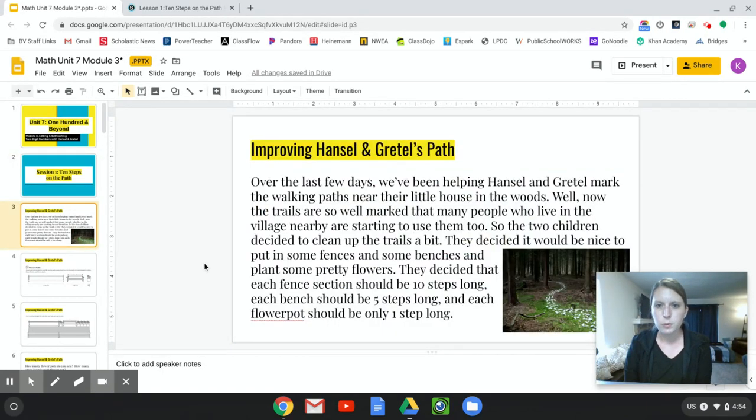Over the last few days, we've been helping Hansel and Gretel mark the walking paths near the little house in the woods. Well, now the trails are so well marked that many people who live in the village nearby are starting to use them too. So the two children decided to clean up the trails a bit. They decided it would be nice to put in some fences and benches and plant some pretty flowers. They decided that each fence section should be 10 steps long, each bench should be 5 steps long, and each flower pot should be only 1 step long. So we're going to use those to mark our paths today.